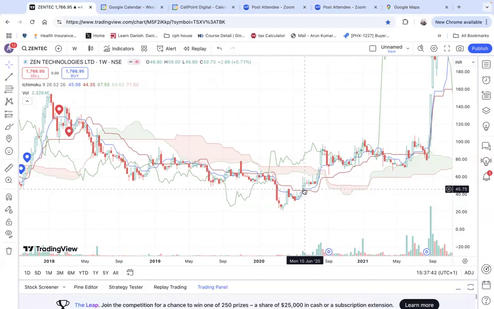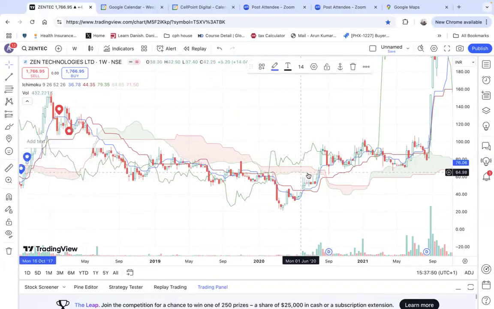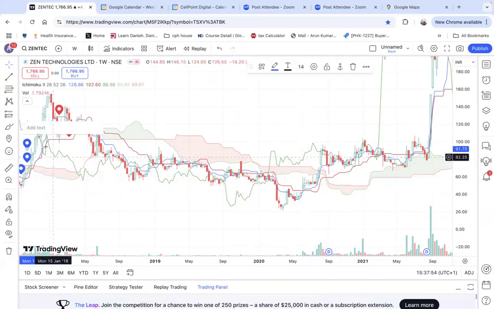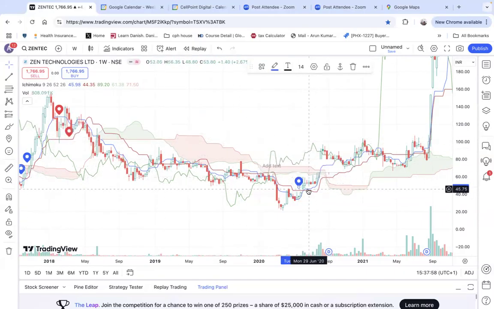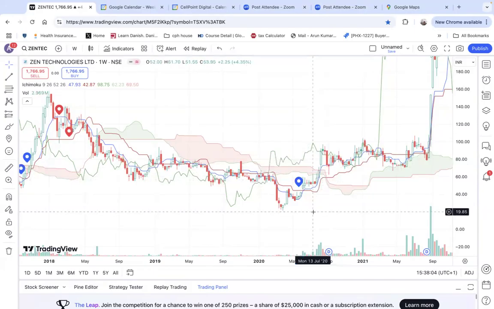There is a golden cross happening here. The blue line is crossing the brown line, but it is still below the cloud. But I make the buy again here. I make my buy again here at 45 rupees. Or you can wait for it to go up, go above the cloud, and then make a buy decision.